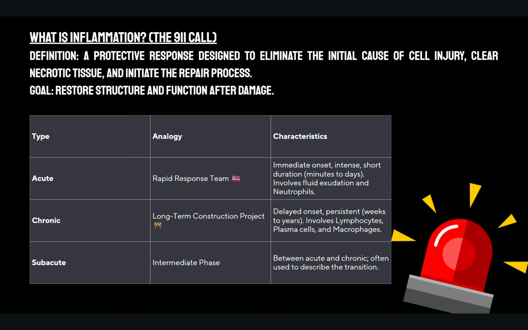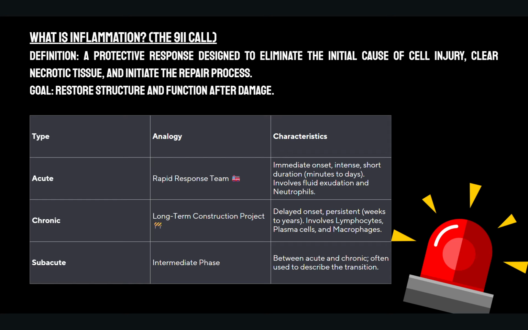So, it's a protective response designed to eliminate the initial cause of cell injury, clear necrotic tissue, and initiate the repair mechanism. Its goal is to restore the structure and function after the repair. The core job of our emergency crew is simple but vital. It's a protective response designed to achieve three things: eliminate the initial cause of injury, clear out all the dead or damaged tissue, and start the repair process.